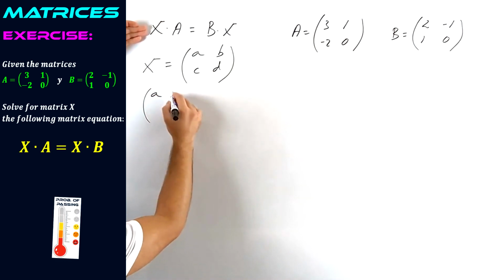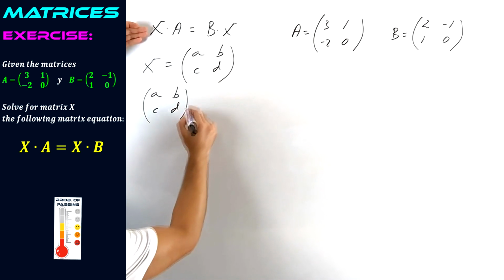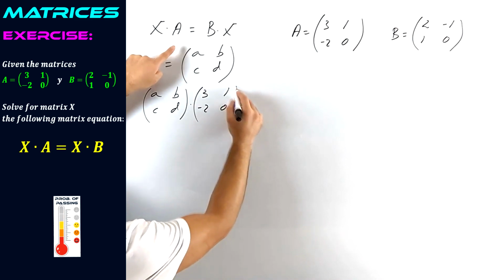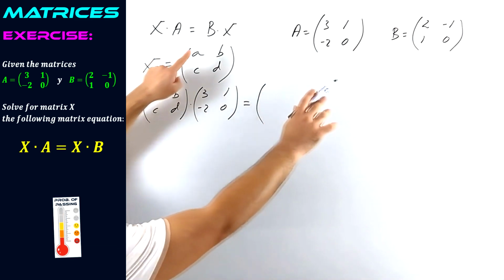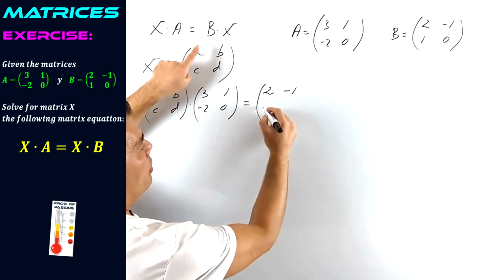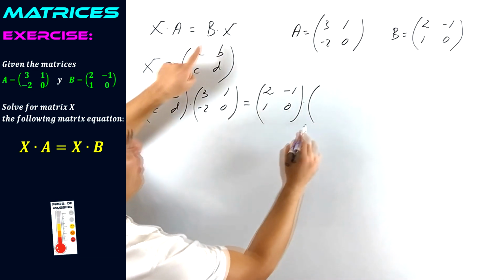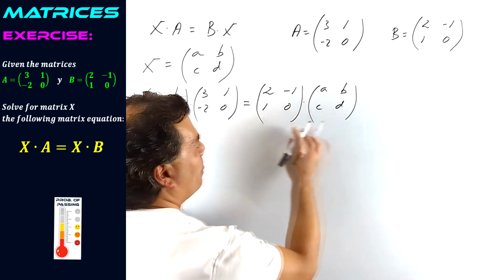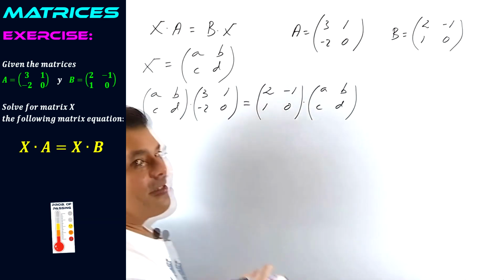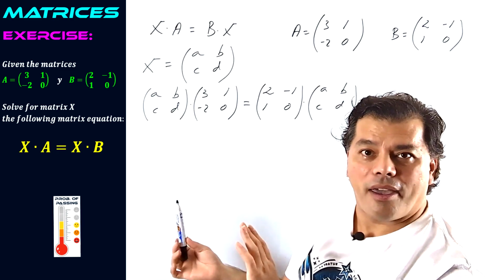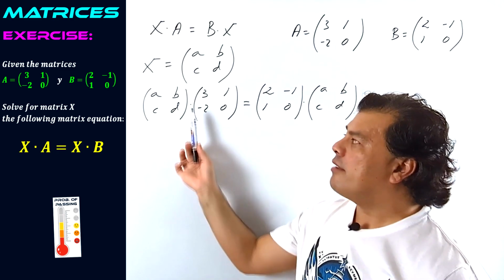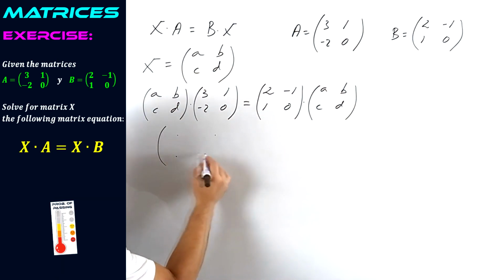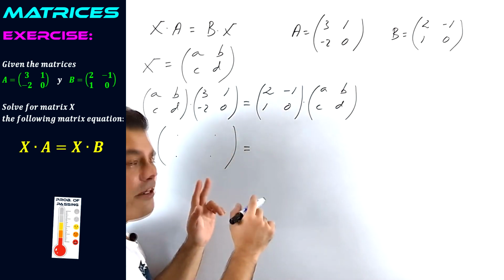Matrix X, A, B, C, D, multiplying matrix A, 3, 1, -2, 0, must be equal to matrix B, 2, -1, 1, 0, multiplying matrix X again, A, B, C, D. I consider that you have already mastered matrix multiplication, so let's go ahead. The result of multiplying two order 2 matrices will be another order 2 matrix. Let's do it together.